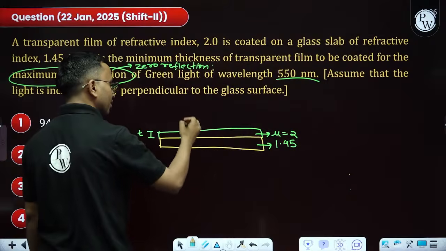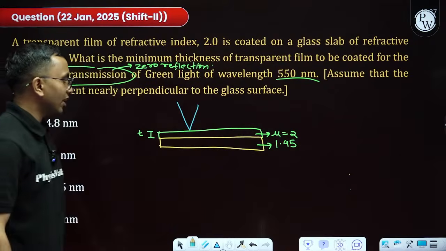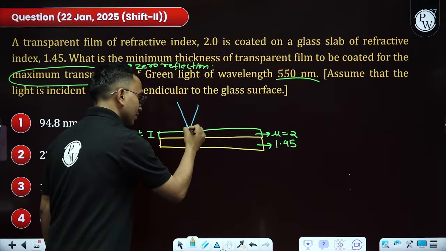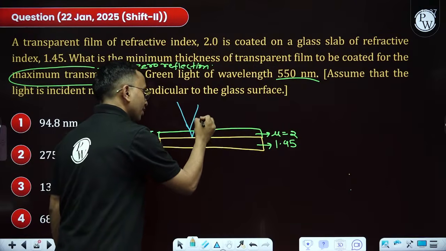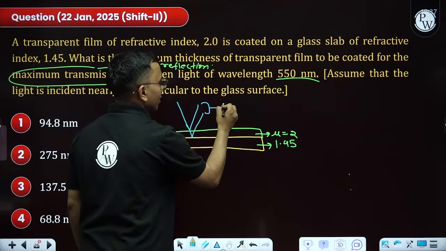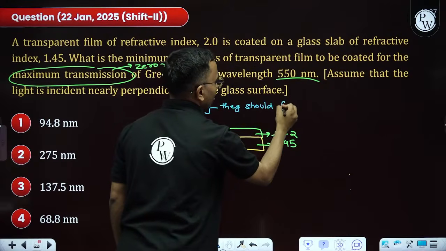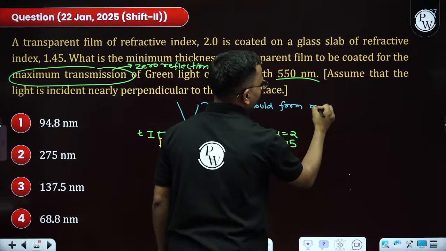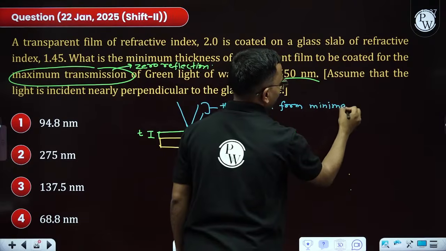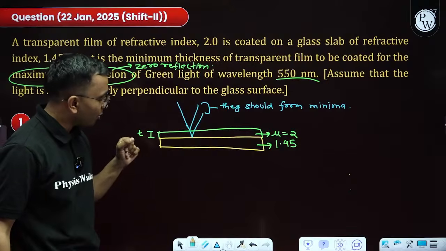Try to understand. Light is falling. One part is reflected from here, and this is transmission. Another part is reflected from the lower surface. So these two reflected rays should form minima. This question was there in the test also, I covered that. So these two should form minima.